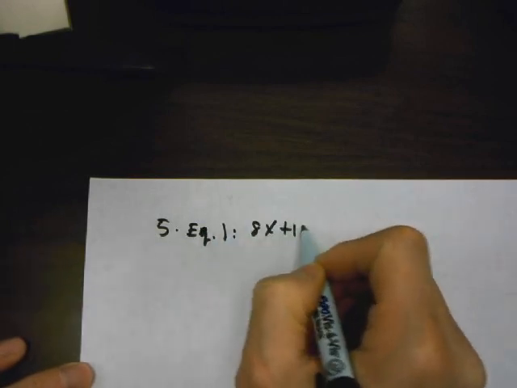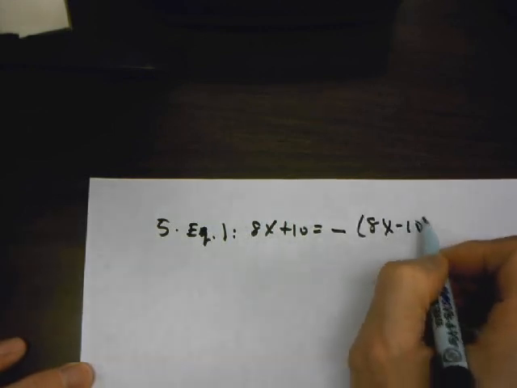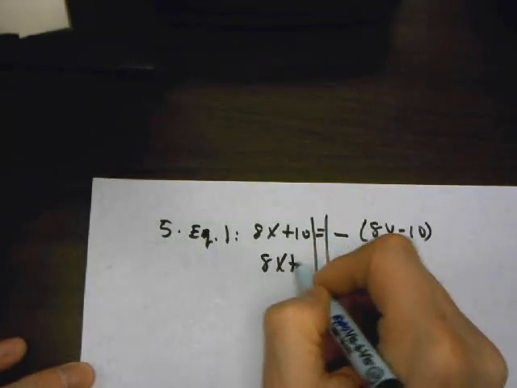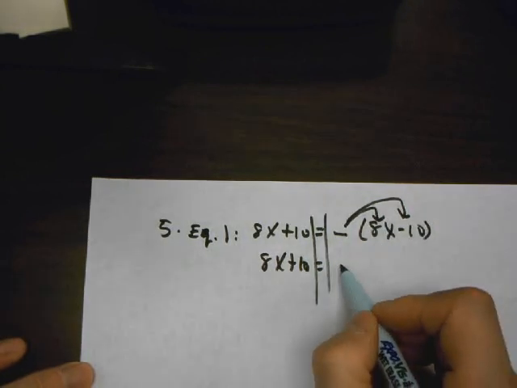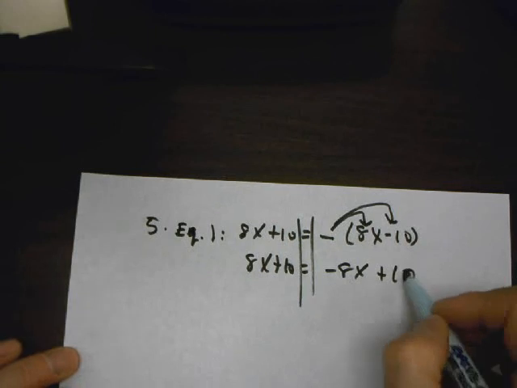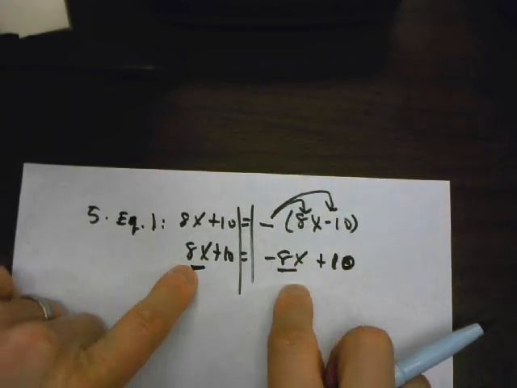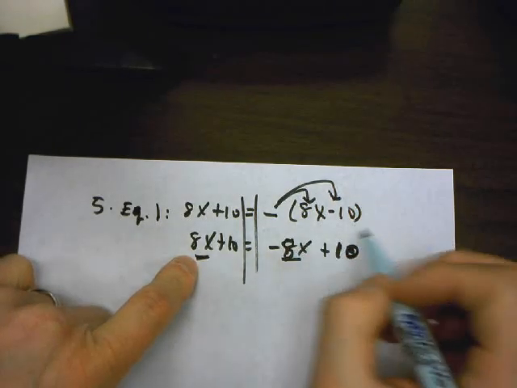Equation number 1 has 8x plus 10 equals the opposite of 8x minus 10. So to simplify both sides, we just distribute and combine like terms. I distribute negative. The opposite of 8x is negative 8x, and the opposite of negative 10 is positive 10, and now those parentheses go away. And I look at this. If these were the same, and I tried to isolate the variable, they're going to cross out. So that would be a special case.